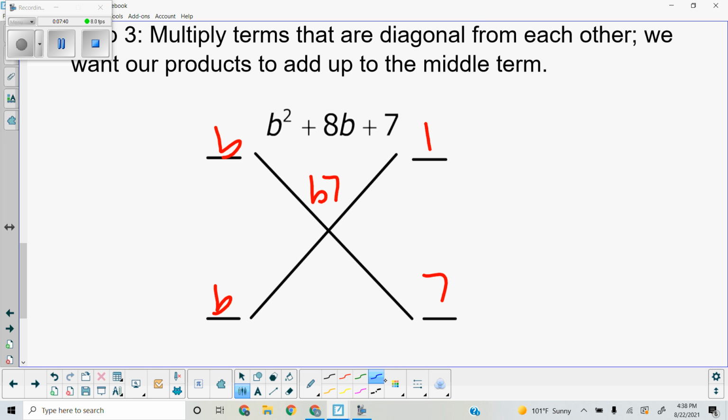So once again, where I got that, I did b times 7. That gave us b, and we multiply the terms that are diagonal from each other. We want our products to add up to the middle term. So b times 7 gives us 7b. b times 1 gives us 1b. And when we add those together, that gives us 8b.